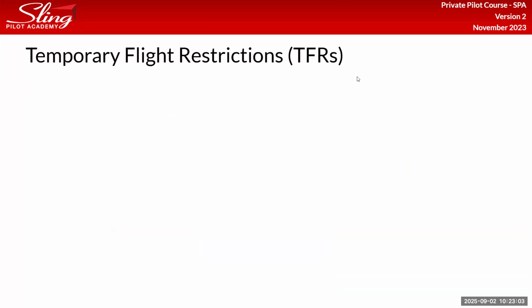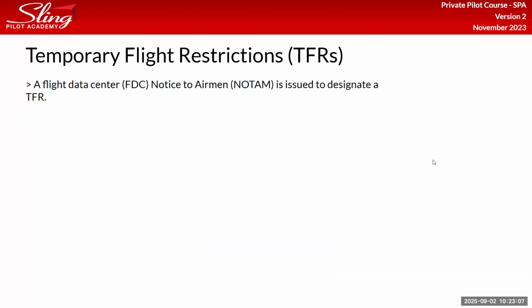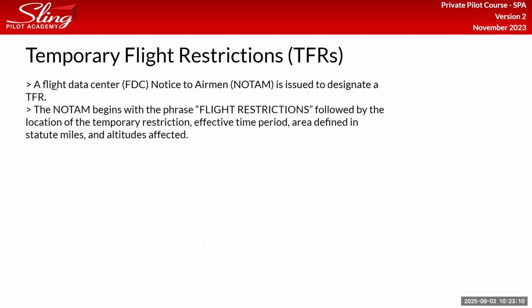TFRs, this is what we looked at earlier on the sectional. This is those red circles. So TFRs are going to be in our NOTAMs, right? Our notices to airmen that are issued. Temporary flight restriction for that area. So they're going to give us information on the location, we can see it on the sectional. They're going to give us an effective time period, the area defined, and what altitudes flight is restricted at.